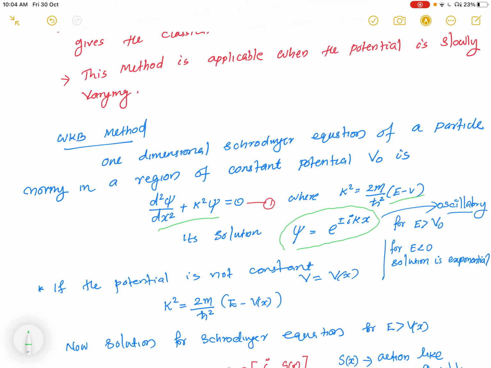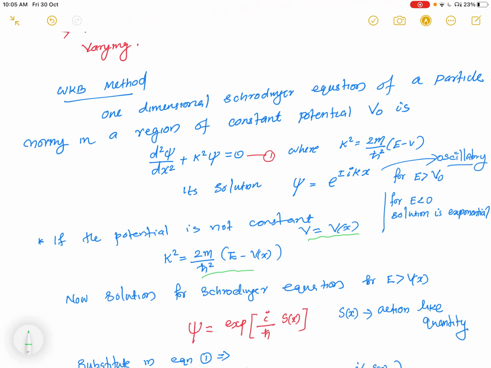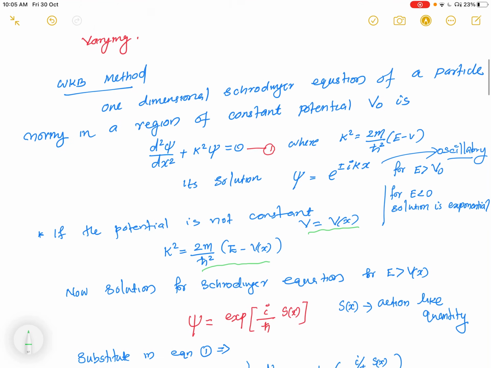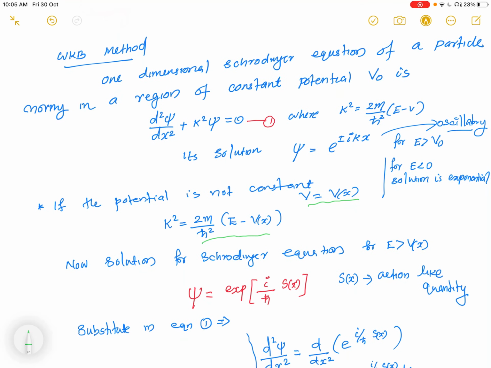But in this WKB method, we treat the potential as not constant; it's a varying potential. So I take V equal to V of x. If V is equal to V of x, k square can be written as 2 by h cut square times E minus V of x. Now the solution for the Schrodinger equation using this potential, with the condition that the system energy is greater than the potential energy.